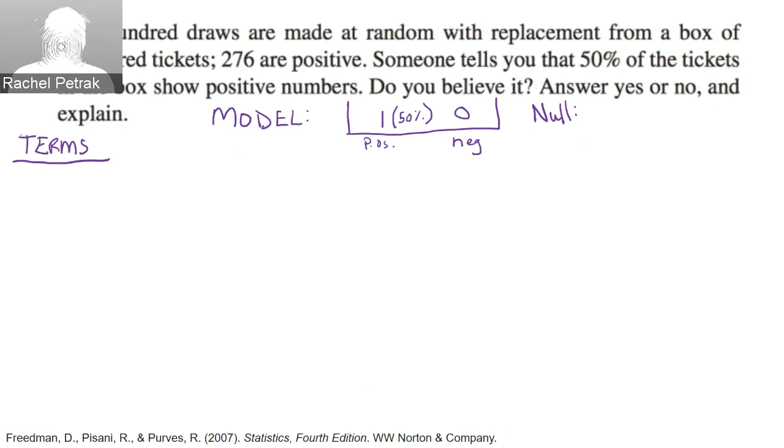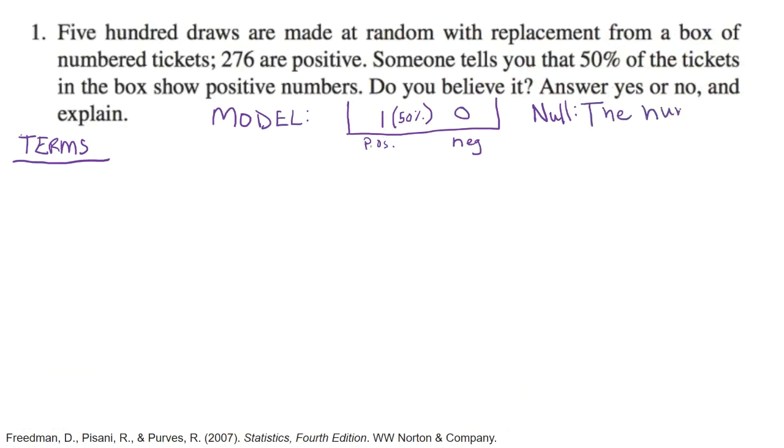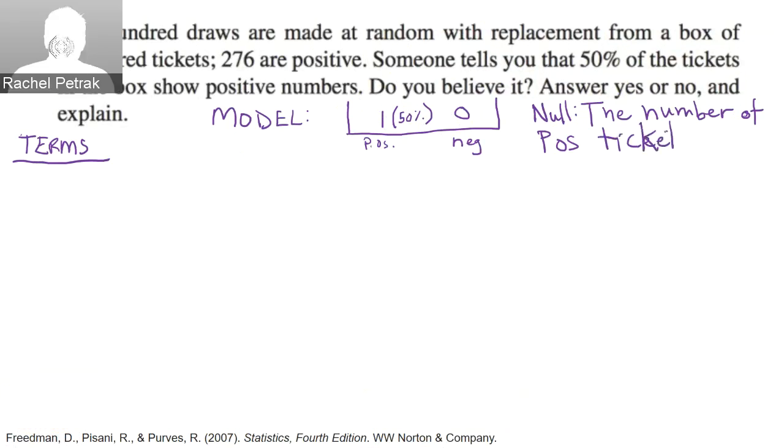In this case, we could say that the null hypothesis is that, since we should always state it in terms of difference, the number of positive tickets in the box is equal to 50%. I really can't write tonight.